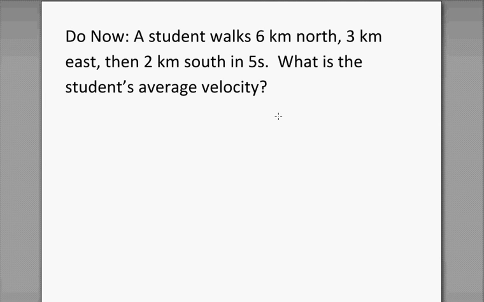We're going to do today's do now. I've made some little changes. Some of you who were in class today may realize that I noticed pretty quickly that I made these kilometers, and I made these kilometers just because Mr. Shaw enjoys a good unit conversion.